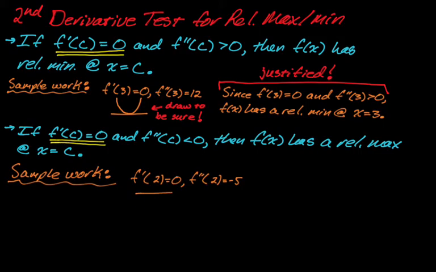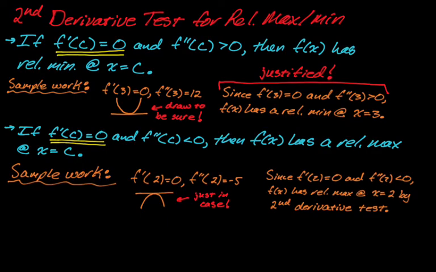Here's my picture that I'm going to draw just to make sure I don't say the wrong thing, which actually happens to me a lot. So I'm better off if I draw a picture. So here would be my justification. And notice this one's a little bit different. So I'm saying since f prime of 2 is 0 and f double prime of 2 is less than 0, f of x has a relative maximum at x equals 2 by the second derivative test.